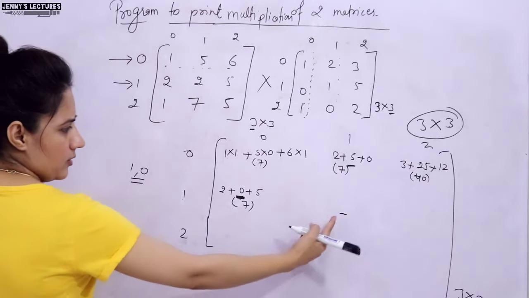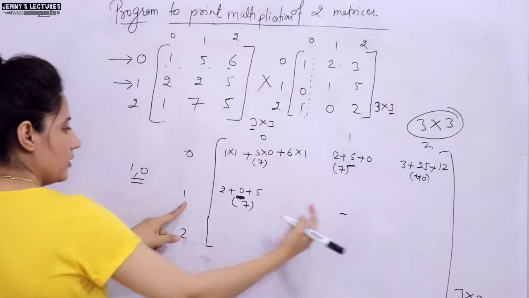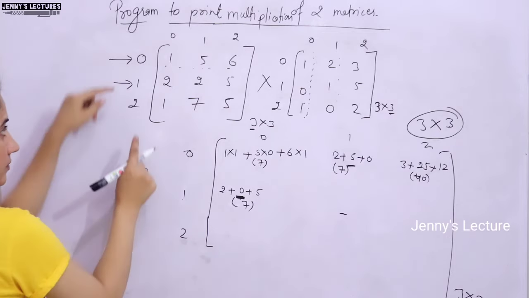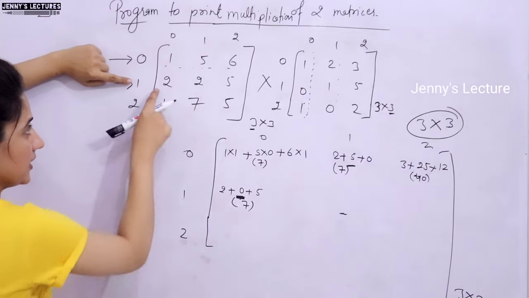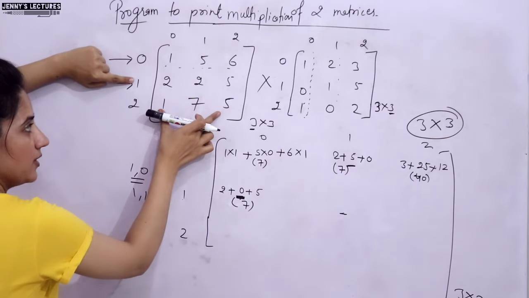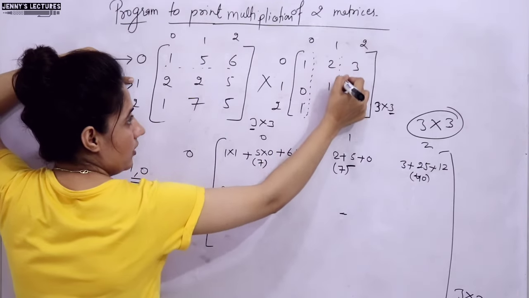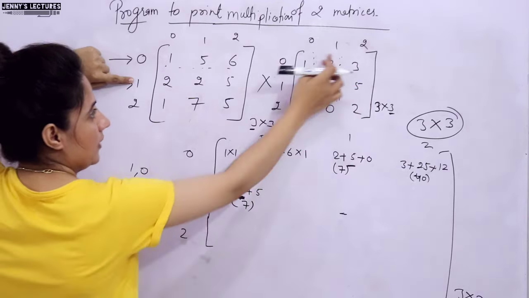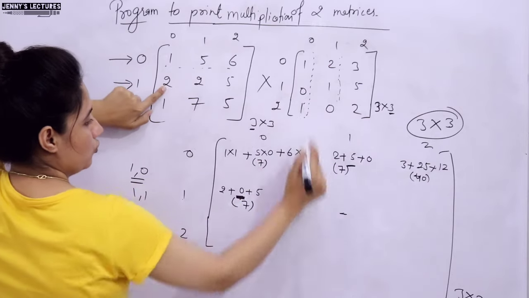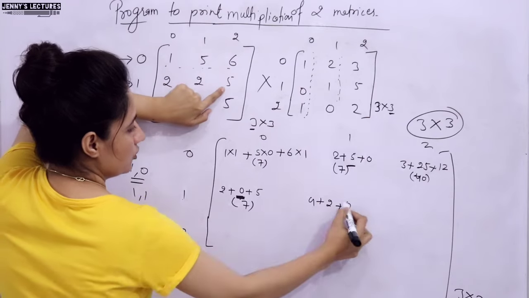For this one, what is the index? 1 and 1, right? So 1 and 1. You can relate it like this: 1 means row 1 of the first matrix, and the other 1 is column 1 of the second matrix. We are going to multiply these and add: 2 into 2, 4, plus 2 into 1, 2, plus 5 into 0, 0.